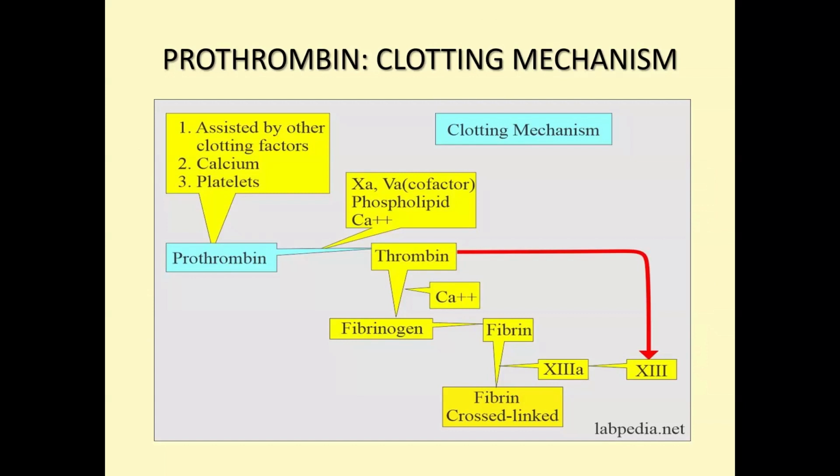A lot of clotting factors assist this conversion of prothrombin to thrombin: calcium, platelets, factor 10A, 5A, and phospholipids. Calcium also helps with fibrinogen. Calcium is factor 4. This clotting mechanism is stimulated with the help of the liver because the liver produces prothrombin.